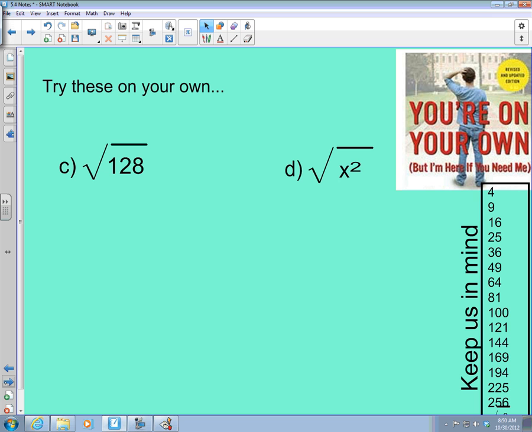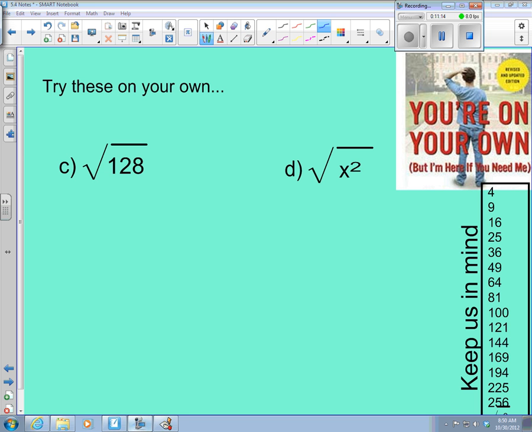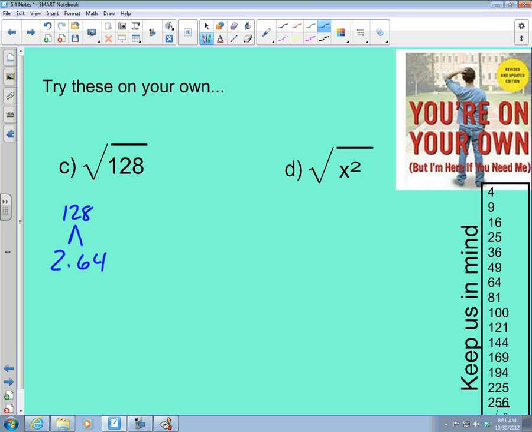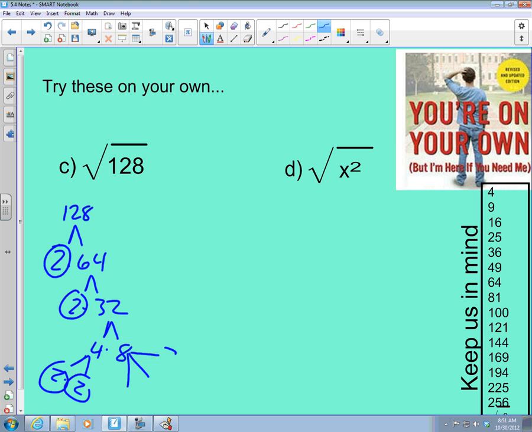Okay, next. Square root of 128 and the square root of x squared. Okay, 128. I don't know if there are any perfect squares in there, so I'm just going to start breaking this down. 128 is 2 times 64. 64 is a perfect square, so I could just stop there, but I'm just going to keep going. 32. This is 4 times 8. These are prime. 4 is actually 2 times 2. And then 8 I know is 2 cubed, so I'm just going to put 3 2's up here.